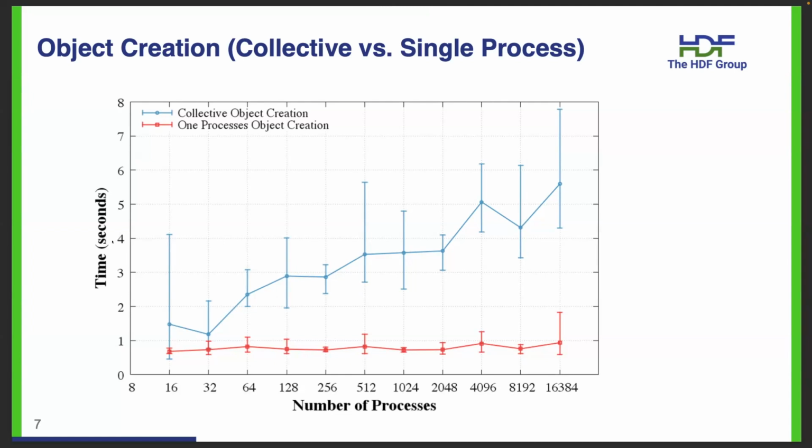So here I have the time versus the number of ranks. And here, the blue is you create all those objects collectively. The red is you create all those objects with one process, close it, and then reopen it. And so you can see there is a difference in performance. As you increase the number of ranks, if you just do one process, it's basically constant. You can get some performance degradation if you do it all collectively as you increase the number of ranks.